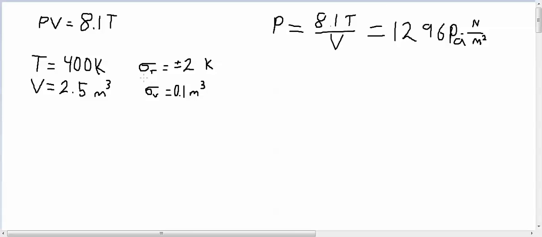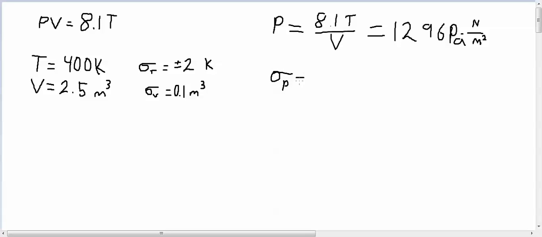However, because these measured values, this temperature and this volume, are not exactly precise, and there is a little bit of error right here and right there, we need to figure out a way to calculate what the error is on this equation, or what the error is in pressure. And the way we do that is by using the variance equation, which will look something like this.